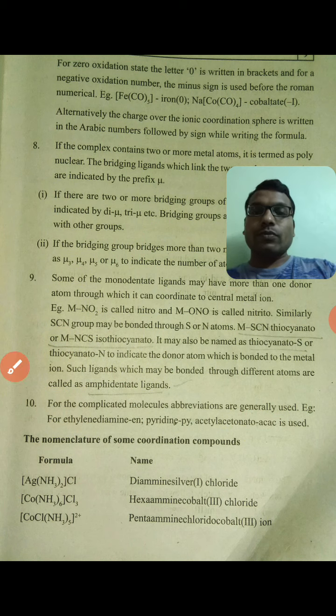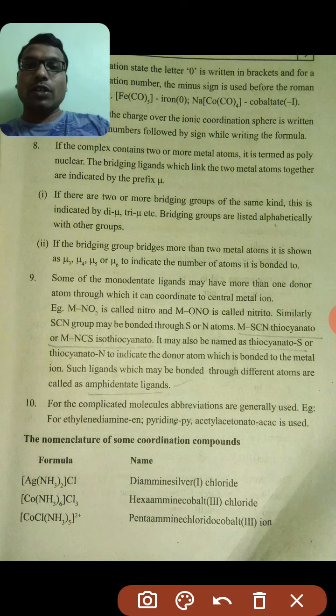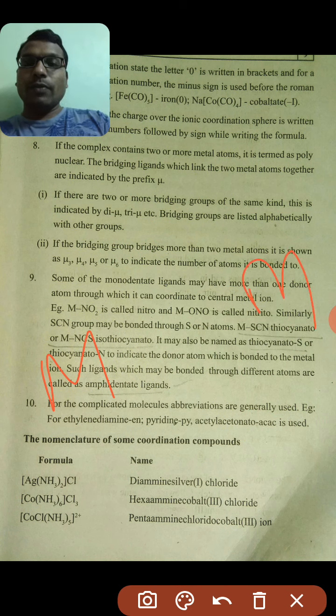So in this point, what we are discussing here is, if the complex contains two or more metal atoms, generally we call that complex polynuclear. So there will be bridged ligands. What is meant by bridged ligands? If two metal complexes are there, generally there is a bridge ligand, so in between there is a ligand like this.